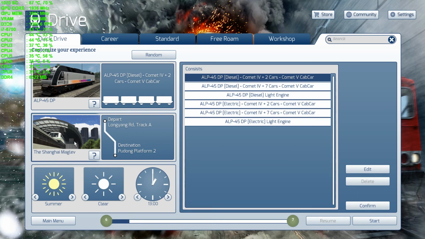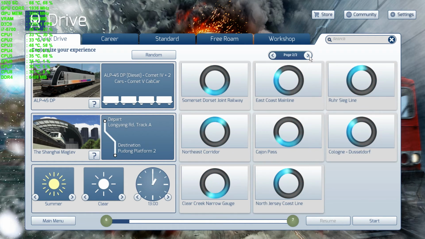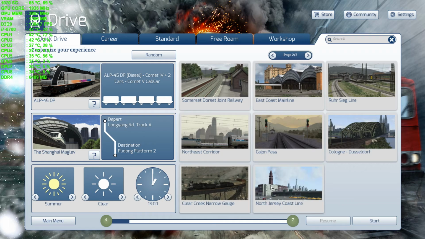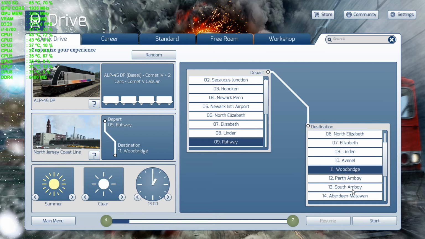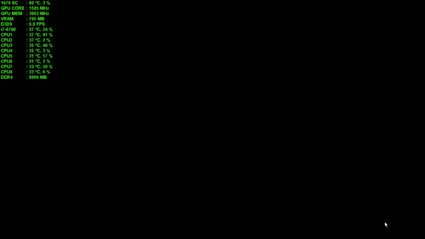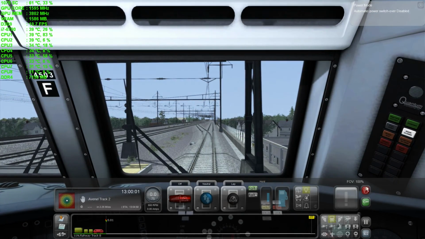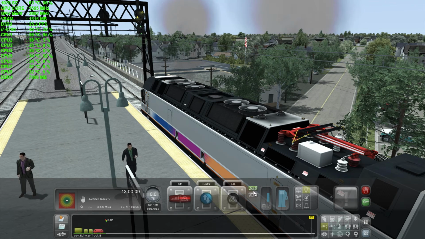So we're going to go with the DLP, and we're going with North Jersey Coast. It's a fairly new scenario. We'll go Raritan Way to Woodbridge, start. Same graphic settings. Okay, we got it to work here. North Jersey coastline, sitting frame rate, 25 frames per second. Outside the platform, it's about the same thing. Haven't changed anything.